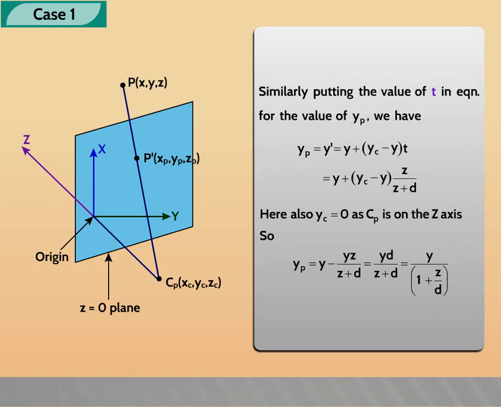Similarly, putting the value of t in equation 11 for the value of yp, we have y dash is equal to y plus yc minus y into t is equal to y plus yc minus y into z by z plus d. Here also yc is equal to 0 as Cp is on the z-axis. So yp is equal to y minus yz by z plus d is equal to yd by z plus d is equal to y by 1 plus z by d.